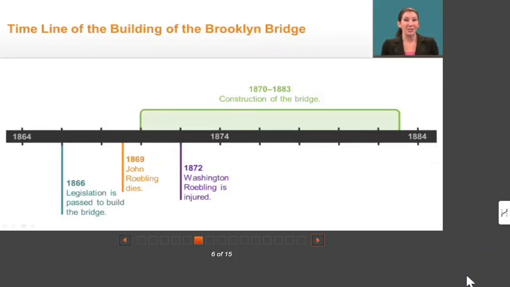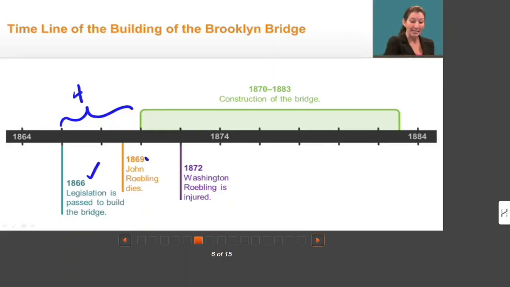The Brooklyn Bridge didn't just pop up overnight. It took many years of planning and then building. Now, the first phase of the project took a total of 4 years. And it began in 1866 when legislation is passed to build the bridge. So a law had to be passed saying, yes, you can build this bridge in this location. Right after that, in 1867, a man by the name of John Roebling started developing plans for the bridge, and he also formed the company that would later build the bridge.